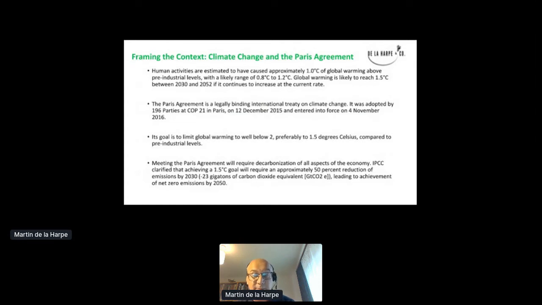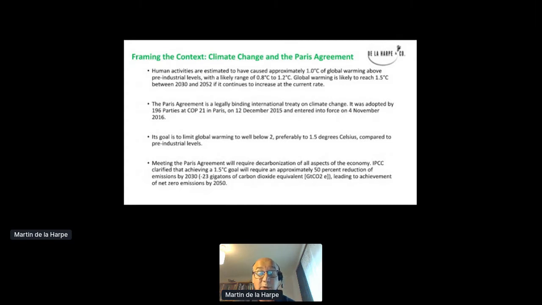The Paris Agreement was brought in 2015. It's a legally binding international treaty on climate change. It was adopted by 196 parties at COP21 in Paris and entered into force in November 2016. Its goal is to limit global warming to well below 2, preferably to 1.5 degrees C compared to pre-industrial levels.